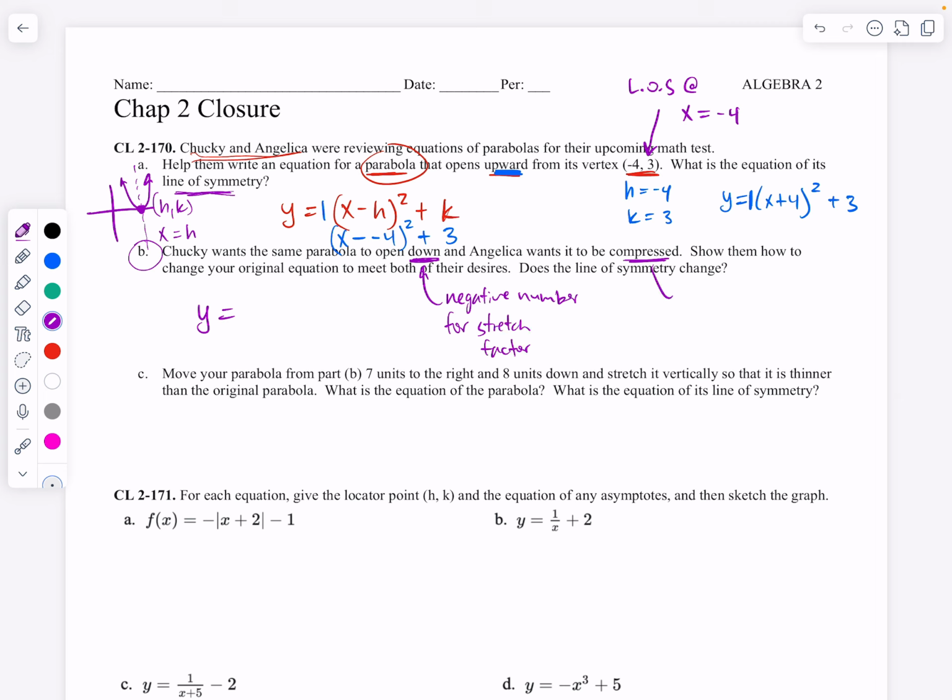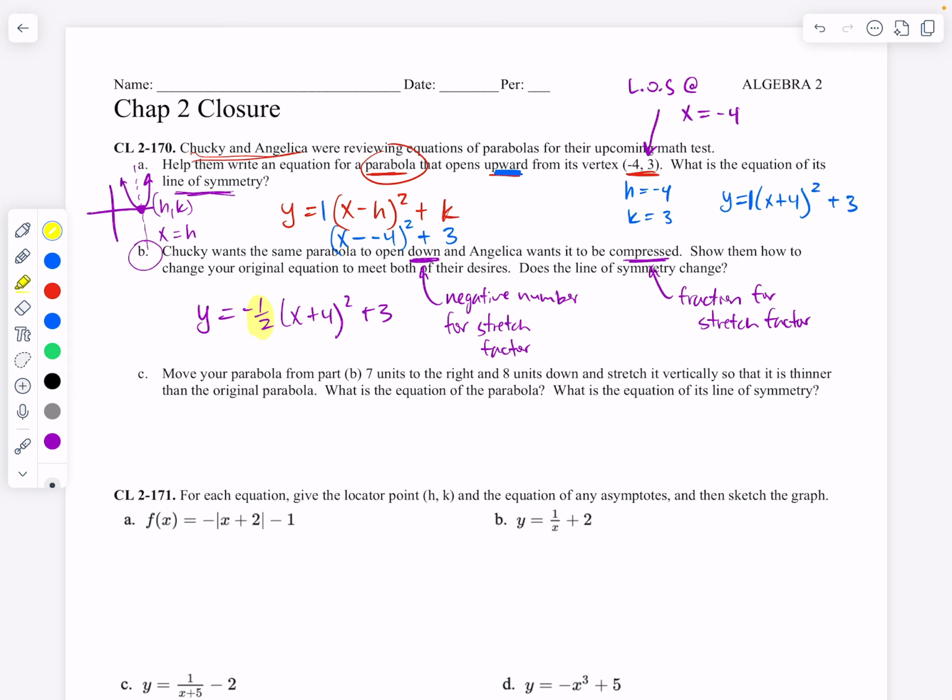And if it's going to be compressed, I need a fraction for the stretch factor. So I'm just going to change it to like y equals -1/2 (x plus 4) squared plus 3. And the only change that I'm making is here to the stretch factor. So that now flips it upside down and it compresses it.